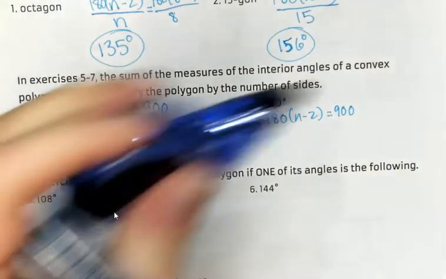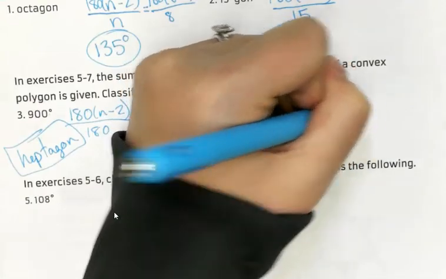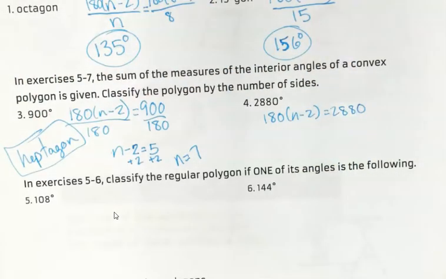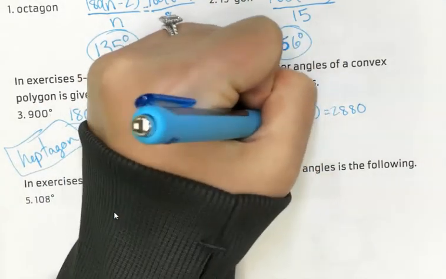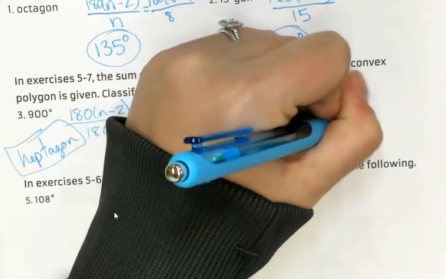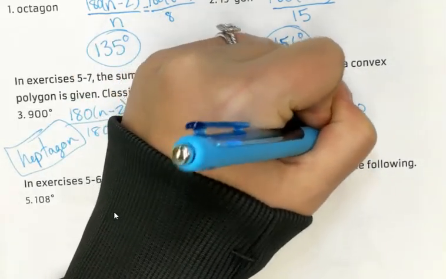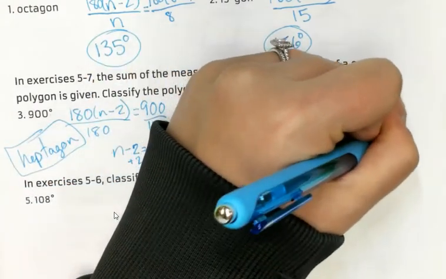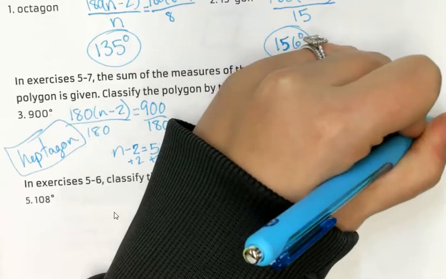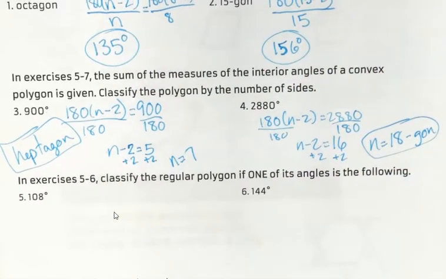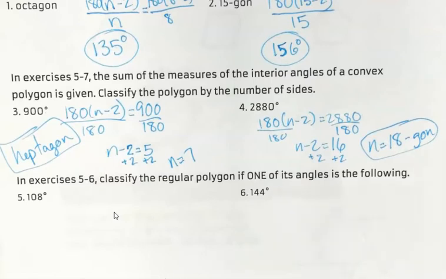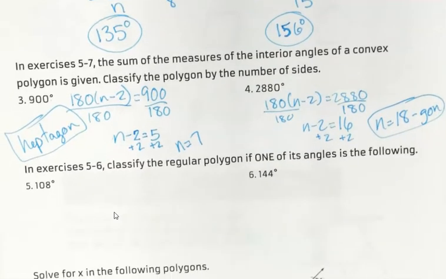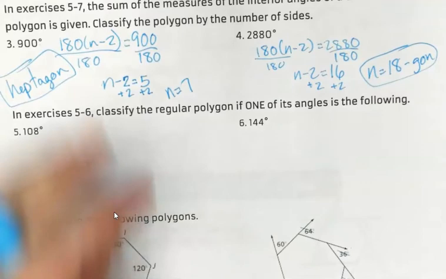Oh, my bad. This should be... So divide by 180 on both sides. And minus 2 equals 16. We're going to add 2 on both sides. It's going to be an 18-gon, because we have not named any of them over 12. All right.